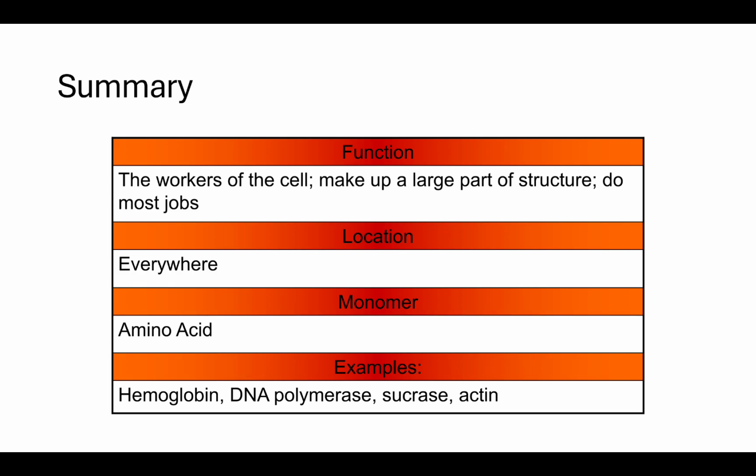The monomer, of course, is amino acids, and some examples. There's hemoglobin. It's a pretty big example because it's the molecule that carries oxygen around in your blood. DNA polymerase and sucrase, those are both enzymes, which we'll talk about in more detail later, which you can tell from the name because they do end in "ase." And then actin is a very important protein involved in the cytoskeleton.